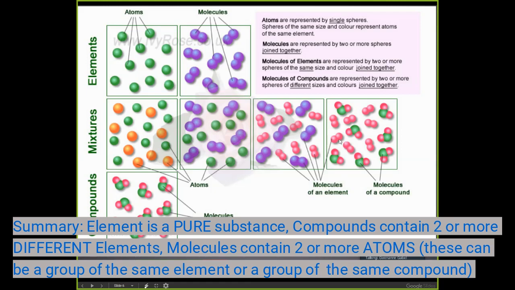Okay, so here we have an element bonded with itself. There's 2 of the same colored dot. That is a molecule of this element. And here we have a green bonded with pink. It is a molecule of that compound because there's 2 different bonded together. Okay?